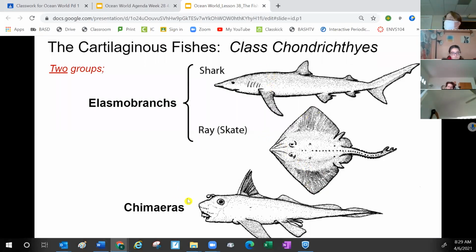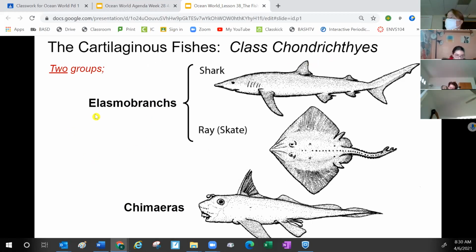Okay, so now we're going to move on to the cartilaginous fish that you may be more familiar with. And this is another class. So we've talked about the class Agnatha, which was our jawless fish. And now we have the class Chondrichthyes. Chondra means cartilage. You may have heard of chondrocytes before. You may not have, but chondrocytes are the cells that produce cartilage. So the chondrichthyes are your cartilaginous fish.